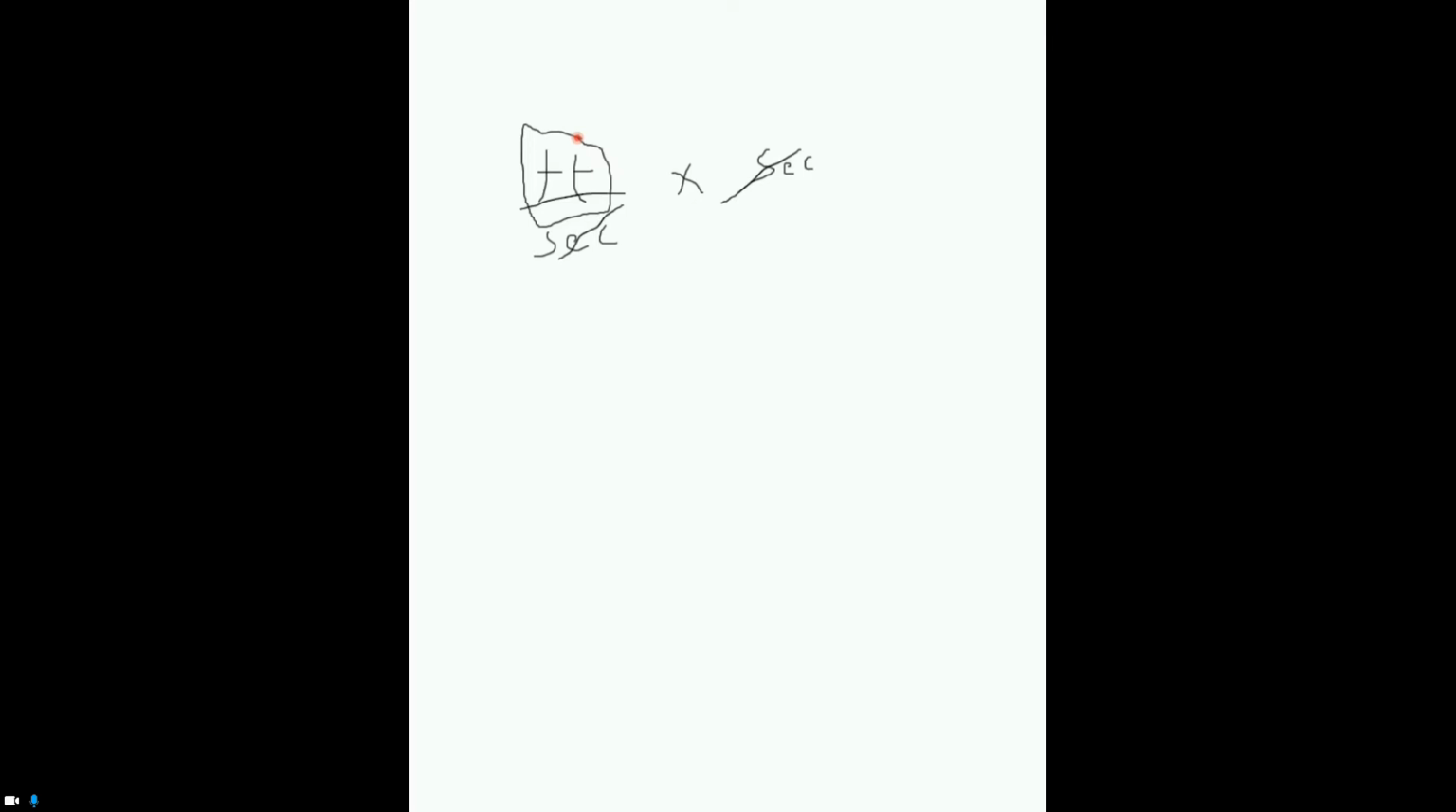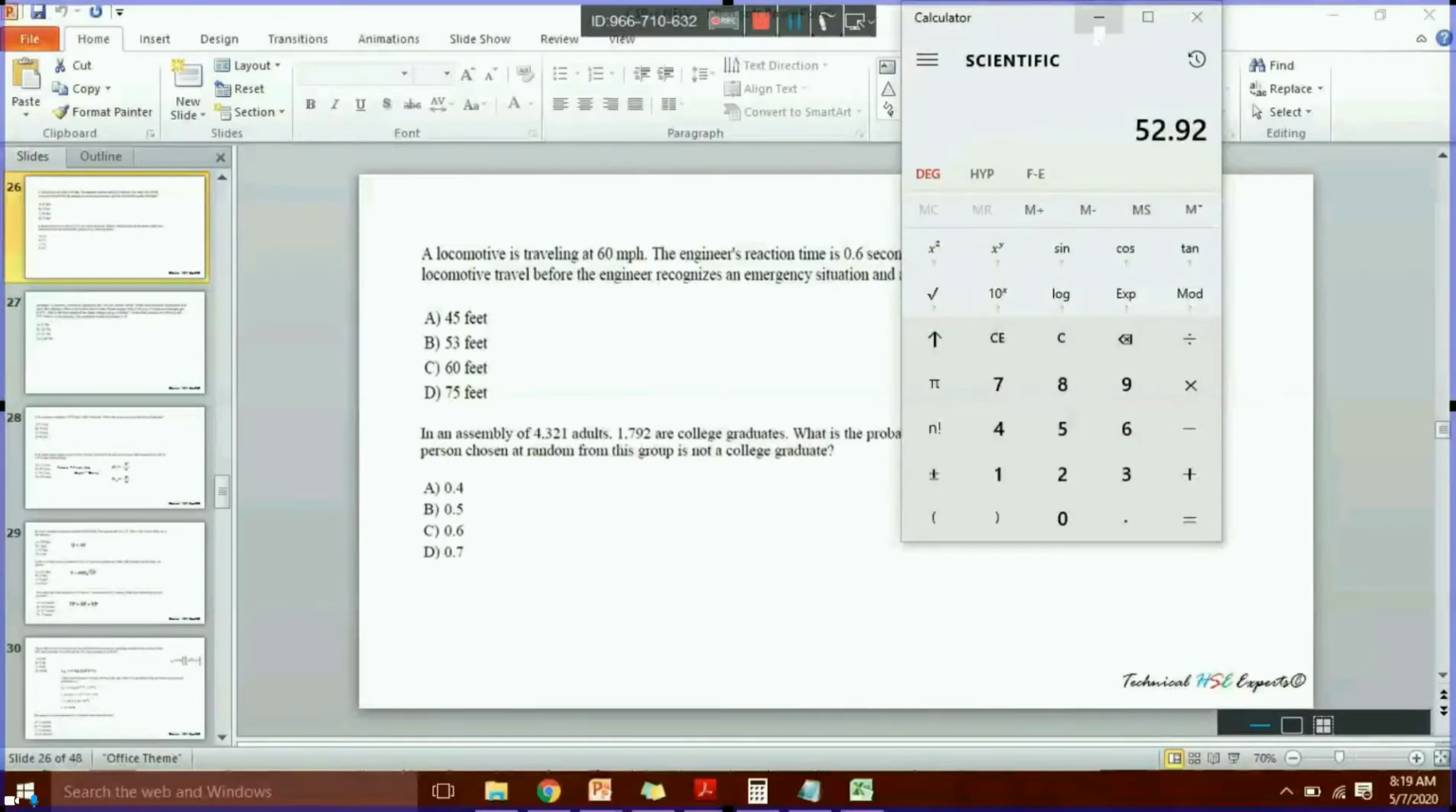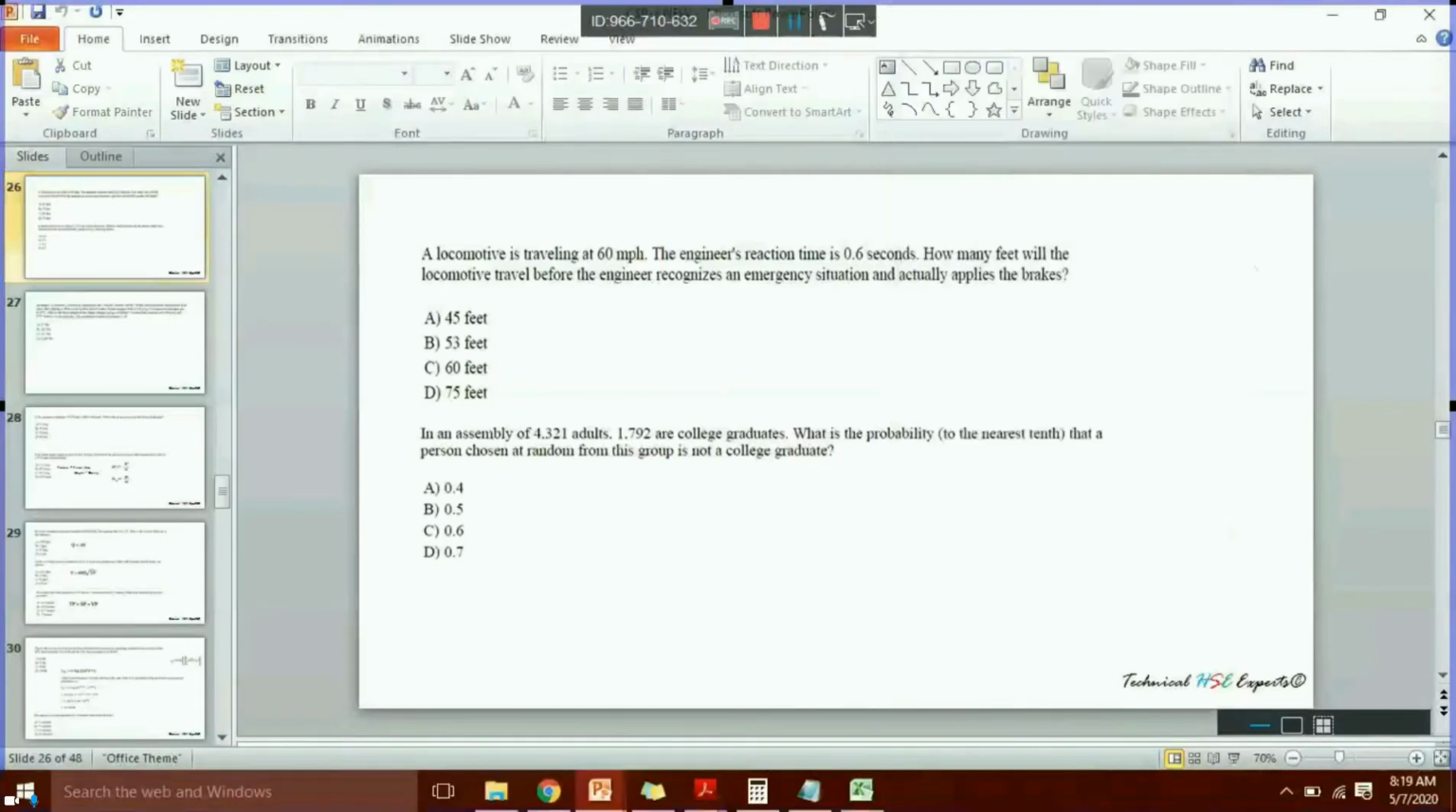Okay, so now this is what you are going to do. So that's what I have done. First, I converted the value to feet per second. Then I multiplied with seconds. So my answer is 53. Am I right? Okay. I have a doubt about that conversion. Can you show that conversion?